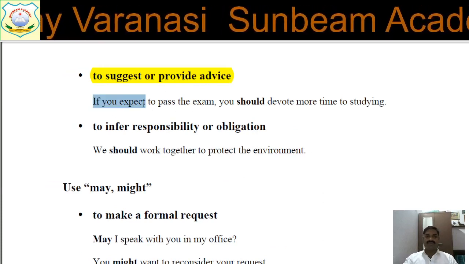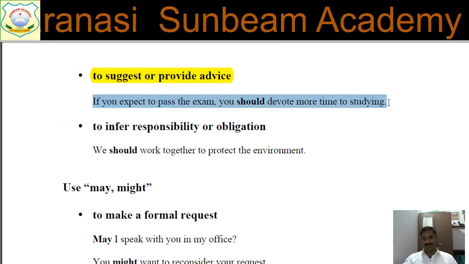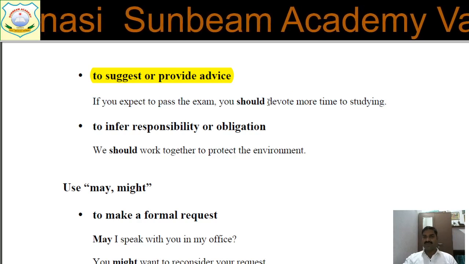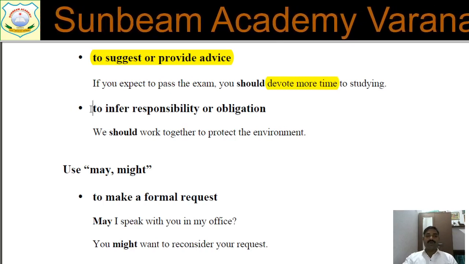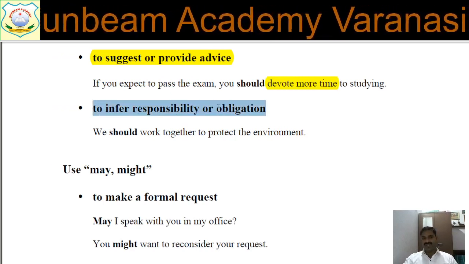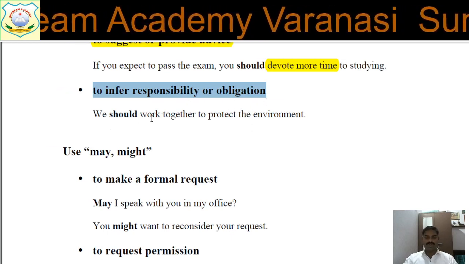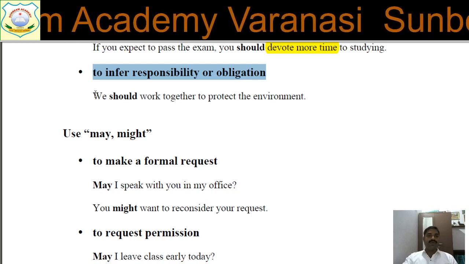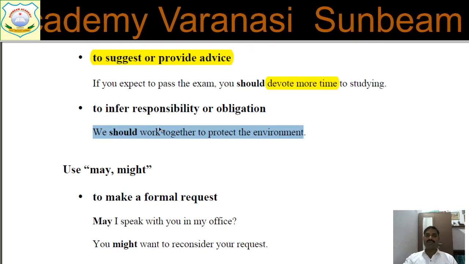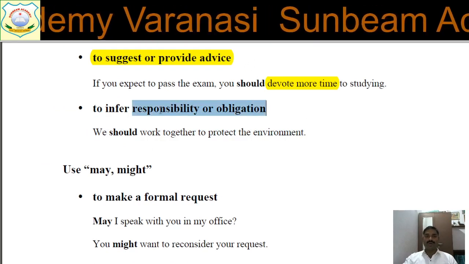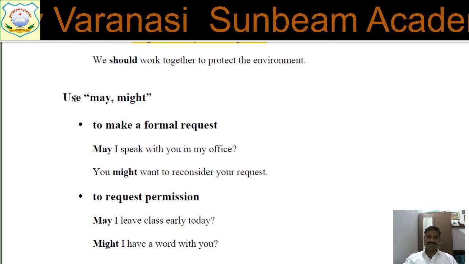The example is, if you expect to pass the exam, you should devote more time to study. So this is the advice. What advice is given? To devote more time to study. Next, to infer responsibility or obligation, means to give or show responsibility or obligation: we should work together to protect the environment. So here should can also be used to show obligation or responsibility, your moral duty.